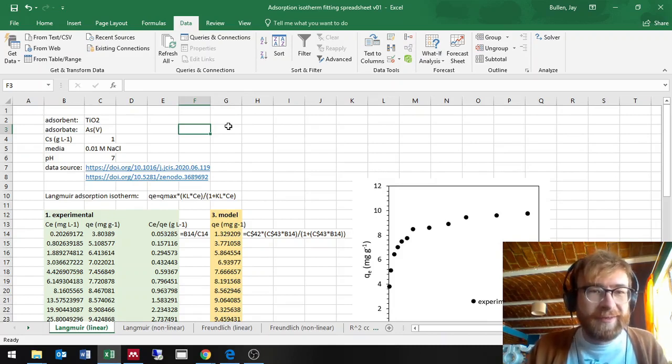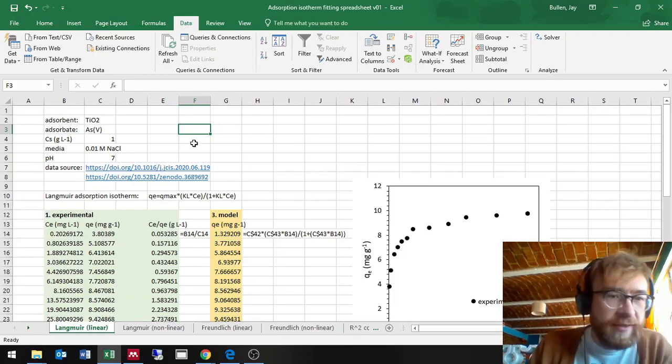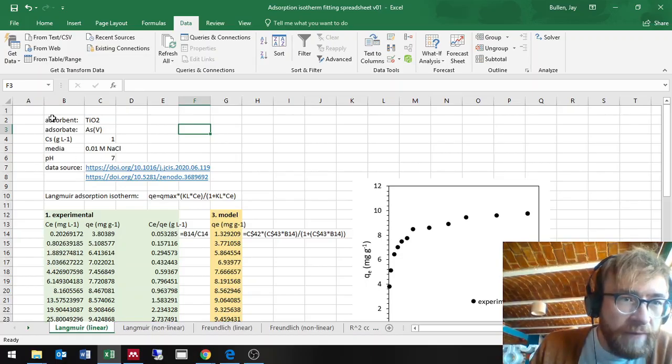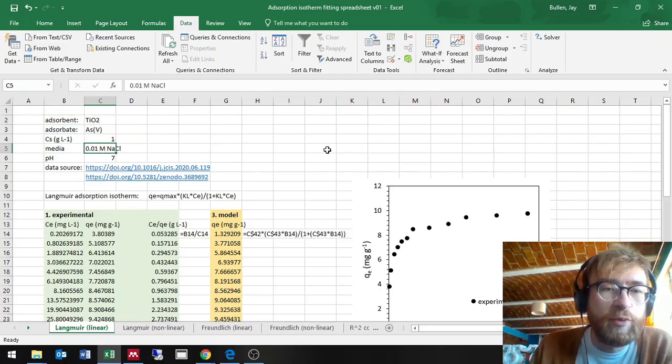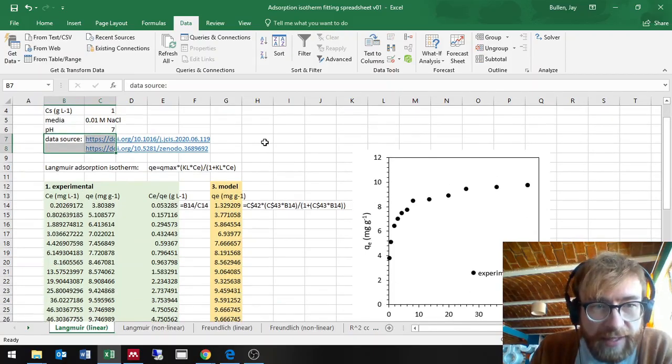Hello, everyone. Today we will be looking at adsorption isotherm fitting in Microsoft Excel. In this experiment, I have some raw data for the adsorption of arsenic 5, or arsenate, adsorbing onto a suspension of titania, 1 gram per litre in 0.01 molar sodium chloride solution at a pH of 7. And here's a reference to the data sets.